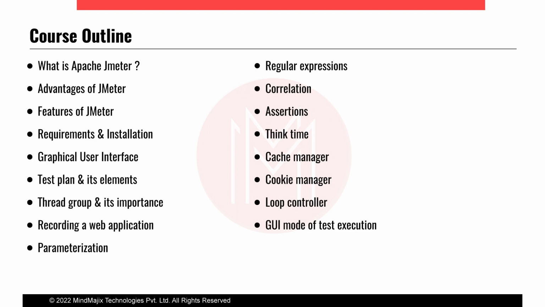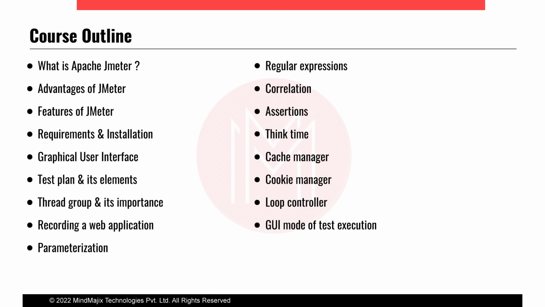We are going to discuss the elements, what the test plan is, what the elements in that test plan document are, how it looks, and what options we are going to use. All these things we will discuss. Basically, one important element is the thread group. Under the test plan, in the thread group, we will discuss how many users we are going to give and how we are going to record the application, along with recording a web application.